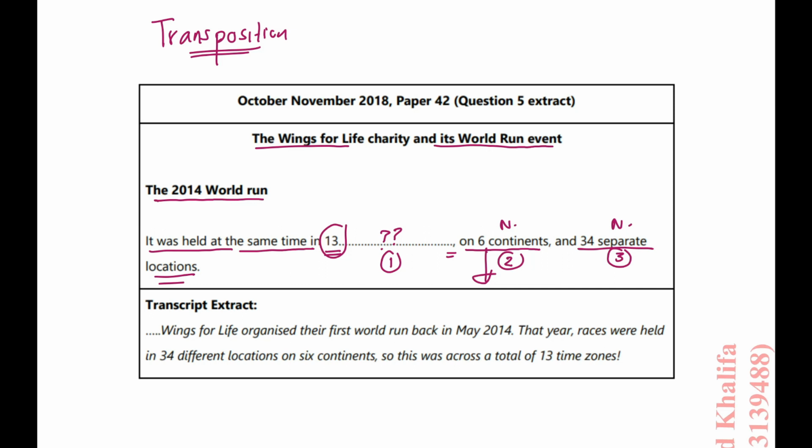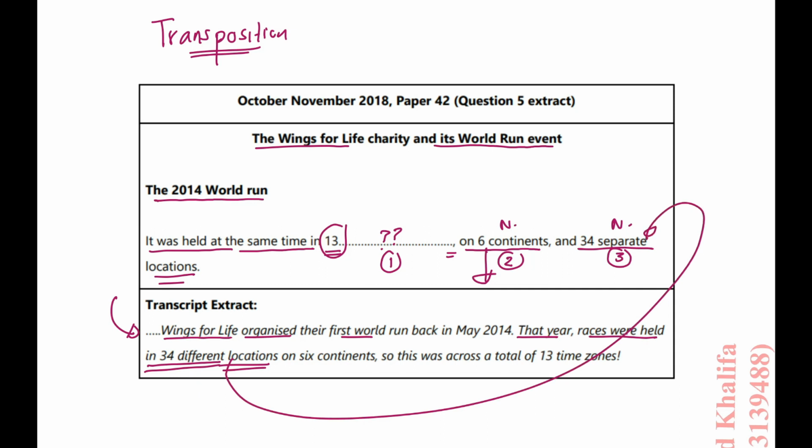Let us see this here in the audio or transcript extract. Wings for Life organized their first World Run back in May 2014. That year, races were held in, see the first one? 34 different locations, which is the last point here. On 6 continents, this is the one. So this was across a total of 13 time zones. So 13 time zones has to be here. As you can see here, there is a kind of transposition. Hopefully you understand now what transposition is.